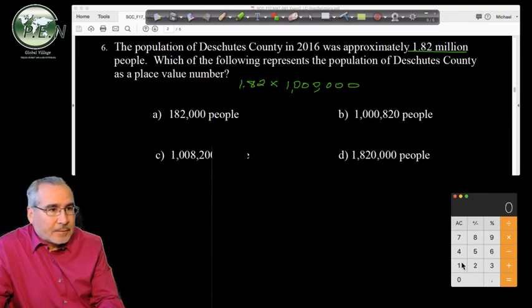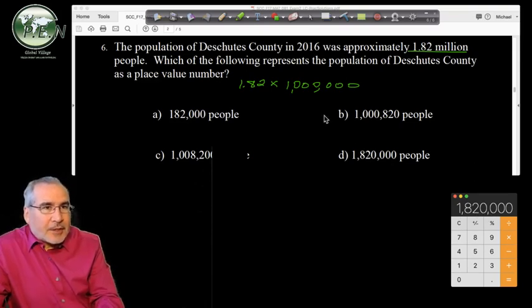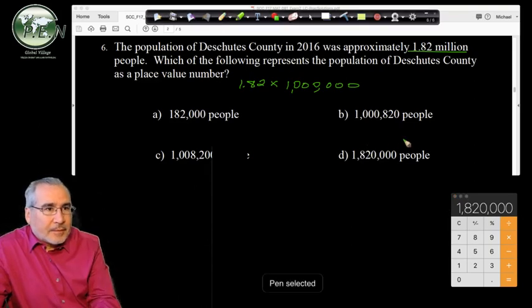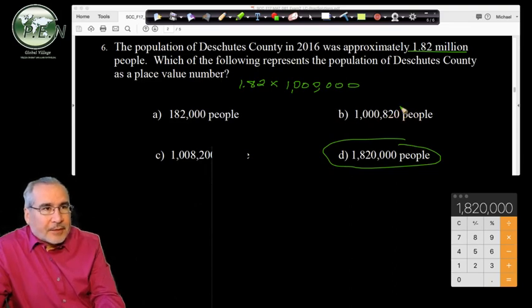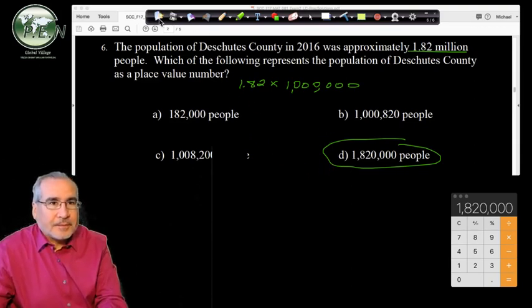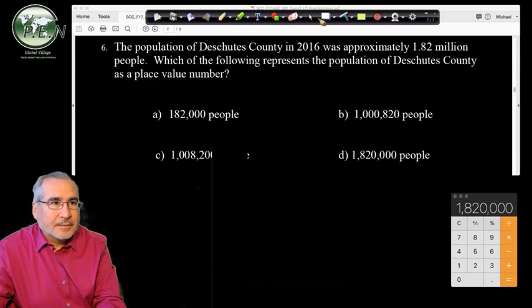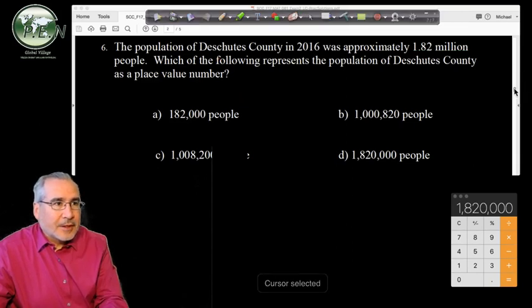1.82 times 1 with 1, 2, 3, 1, 2, 3 zeros equals 1,820,000. So we'll see that that's option D. Okay, so place value. That point is really just saying there's going to be some zeros behind it, and we're good to go. Six, just keep on rolling.